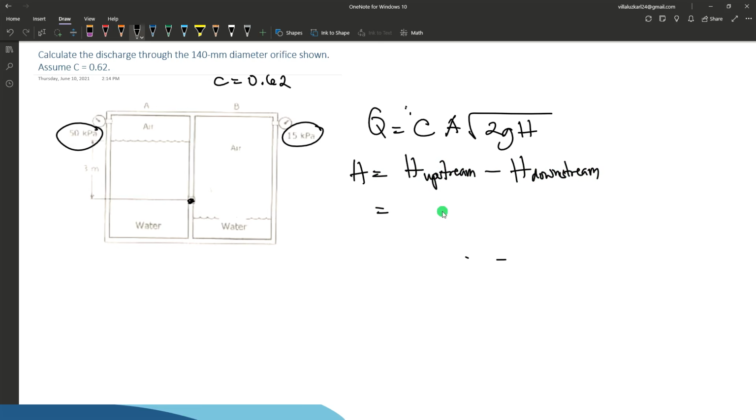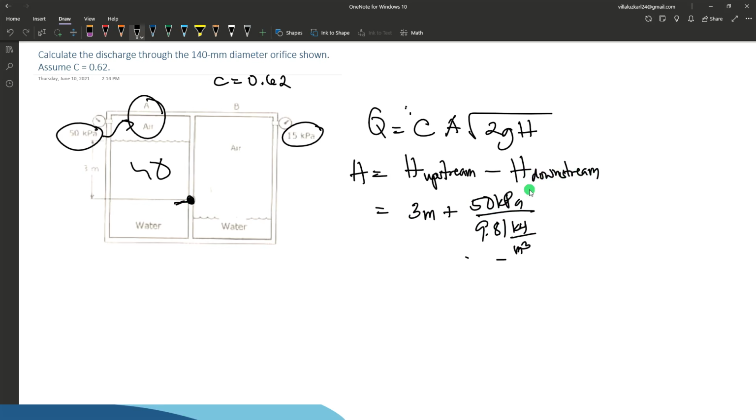So for the head on the upstream, if this is the opening of the orifice, we have a head of 3 meters added by the air pressure. So we have to convert the given pressure of 50 kilopascal to its equivalent pressure head. Of course we will use the unit weight of this liquid, which is water. So we have 50 kilopascal divided by the unit weight of water, kilonewtons per cubic meter.